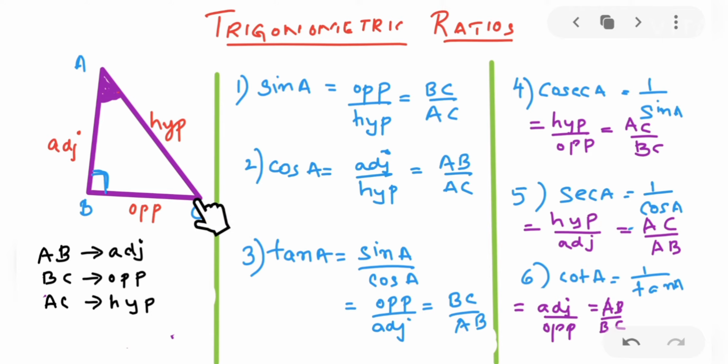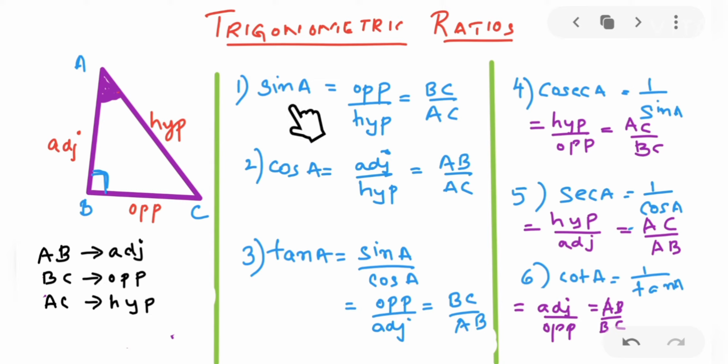Now let me take a triangle ABC right angled at B, and let us choose a reference angle as A. When you choose the reference angle, the first task is to recognize the opposite, adjacent and hypotenuse. For the reference angle A, the opposite side is BC and the adjacent side is AB. The hypotenuse is the side opposite the right angle, so AC is the hypotenuse. Now these are the 6 formulas which you have to remember by heart.